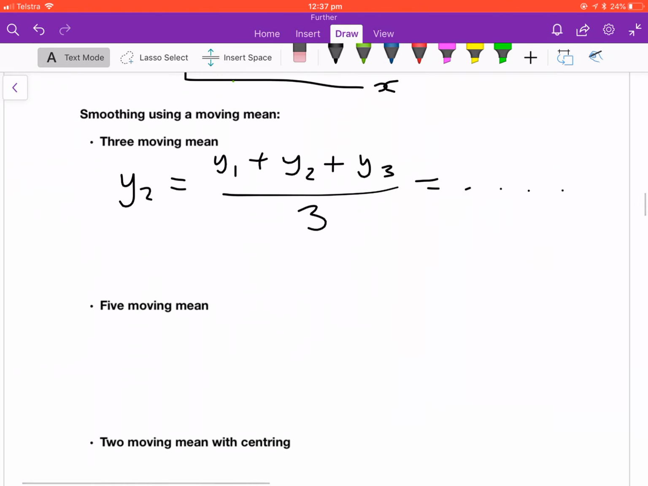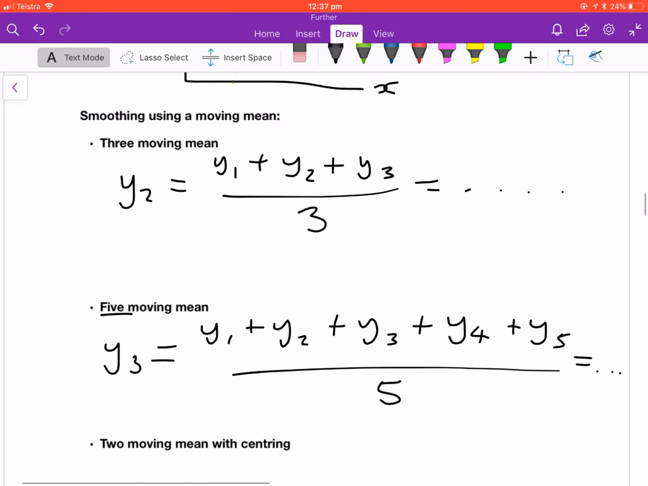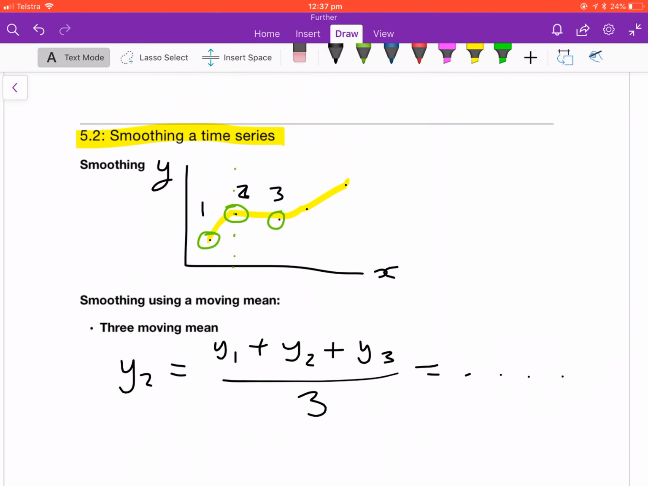The 5 moving mean is the exact same thing, except the first 2 points and the last 2 points are left out, because this involves taking 2 points either side, so 5 points. 5 moving mean means 5 points. You start with your y3 value, and it will be the mean of the 2 points either side. So y1 all the way up to y5, add them together, divide by 5, and that will give you your value. So when you're doing 5 moving mean smoothing, the first two and the last two data points are left out.